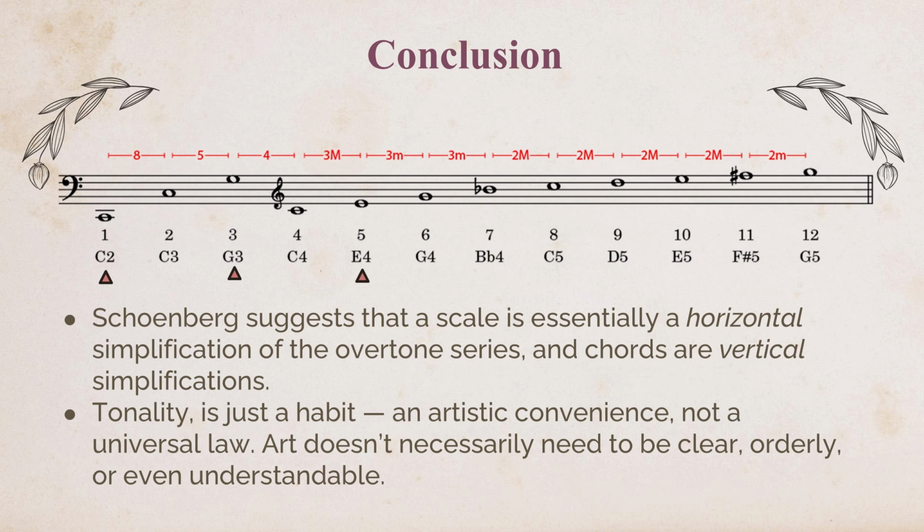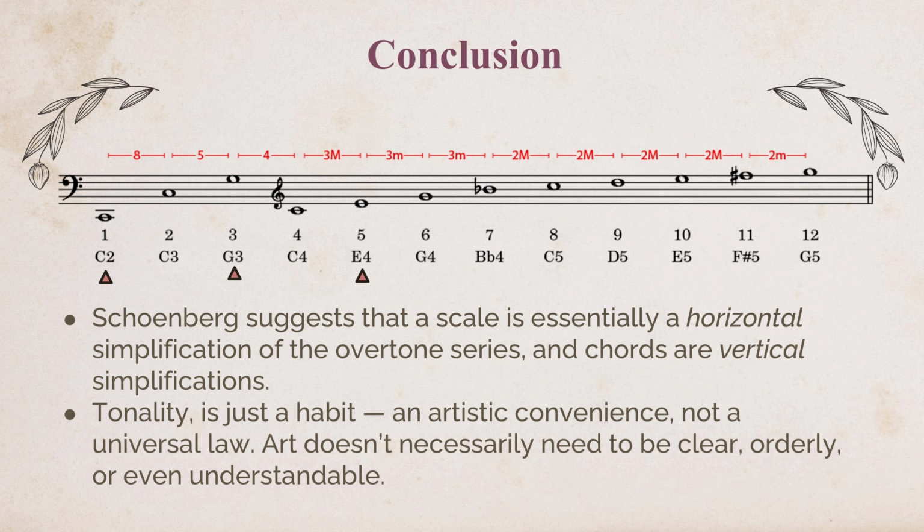To sum it up, Schoenberg suggests that a scale is essentially a horizontal simplification of the overtone series. Just like how we derived the C major scale from the overtone combos of F, A, and C, chords, on the other hand, are vertical simplifications. For instance, the first 3 distinct overtones of C are C, G, and E. That's exactly the most basic C major triad.